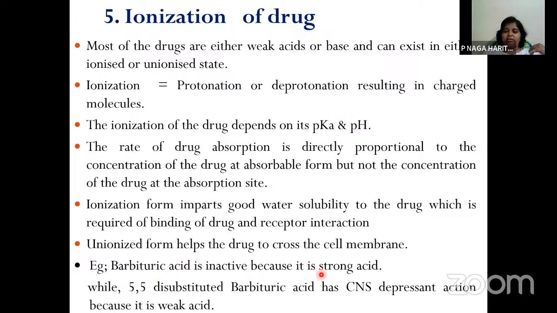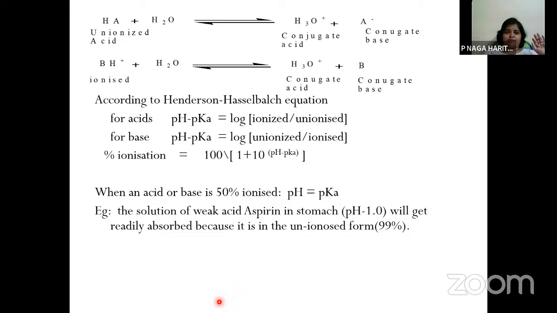So for example, barbituric acid is inactive because it is a strong acid, while 5,5 substituted barbituric acid has CNS depressant action because it is a weak acid. So here again, you are going to see what happens when the drug is in the form of an ionized drug and when it is in the form of an unionized drug. Here I have just given the example of how the unionized drug becomes a conjugate acid and a base, and the ionized drug becomes a conjugate acid and a base.